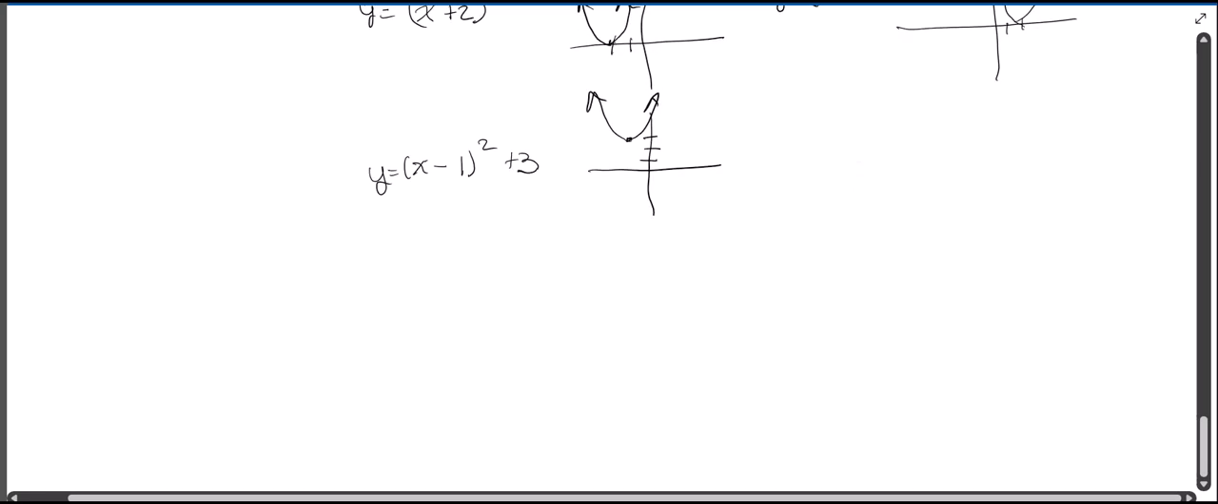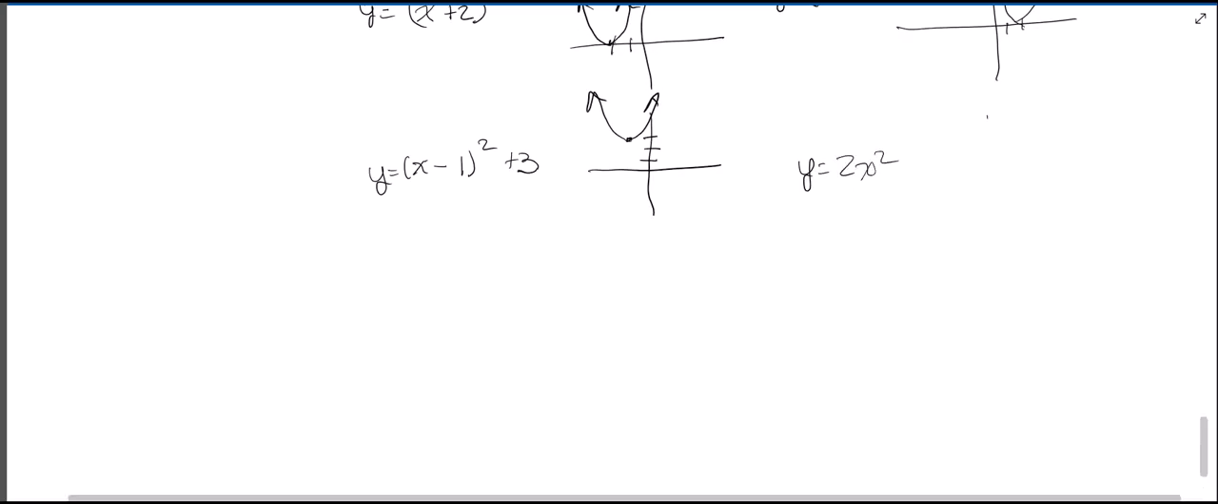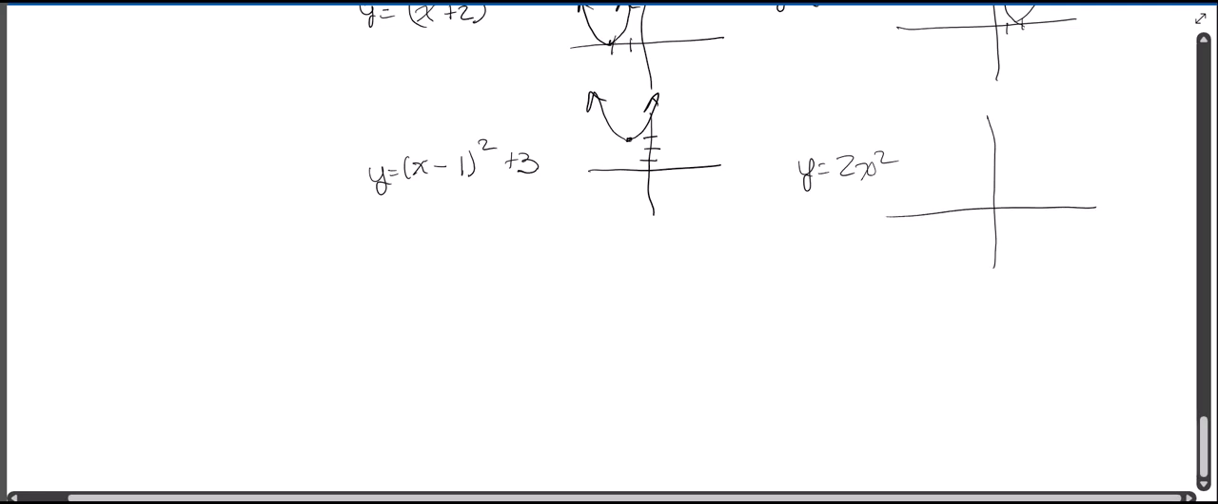And you can scale it, so if I had y equals 2x squared, that just means that every point is going to be twice as high as it was before. So rather than 1, 1, it's at 1, 2, and negative 1, 2. So those are parabolas.